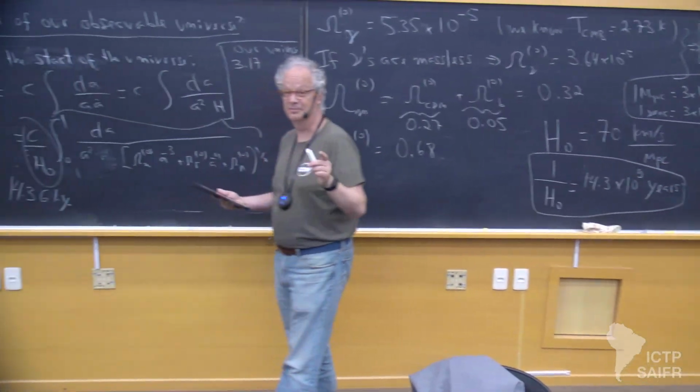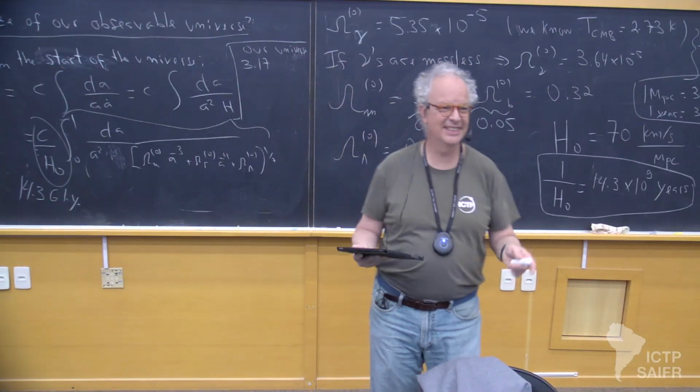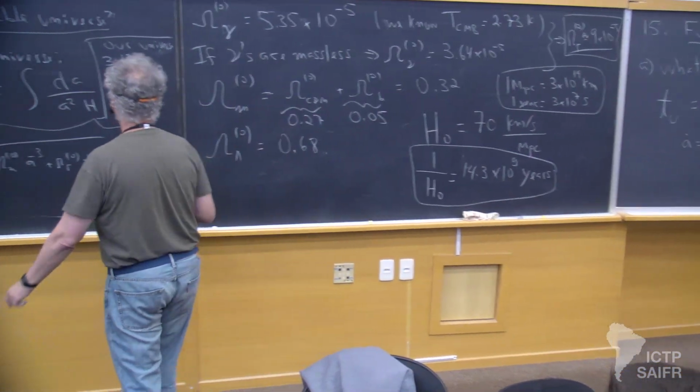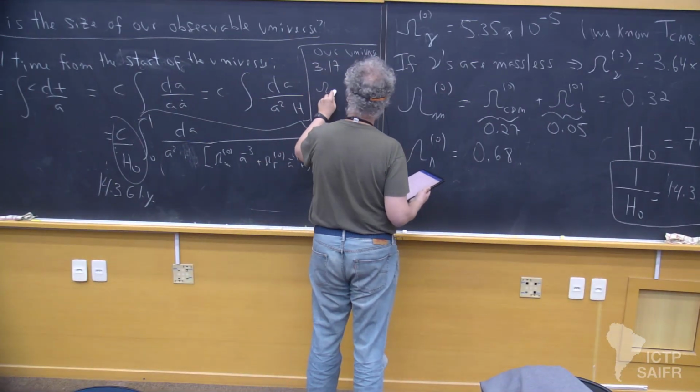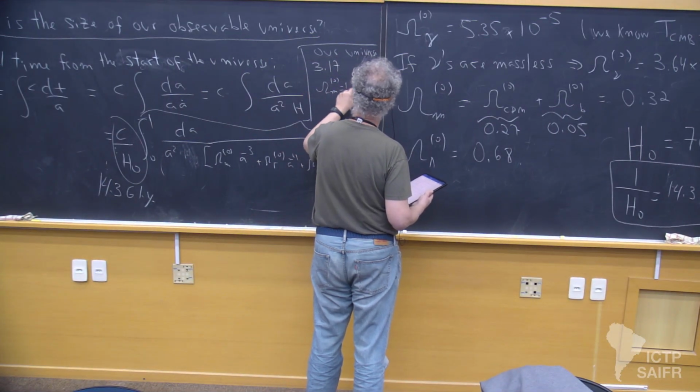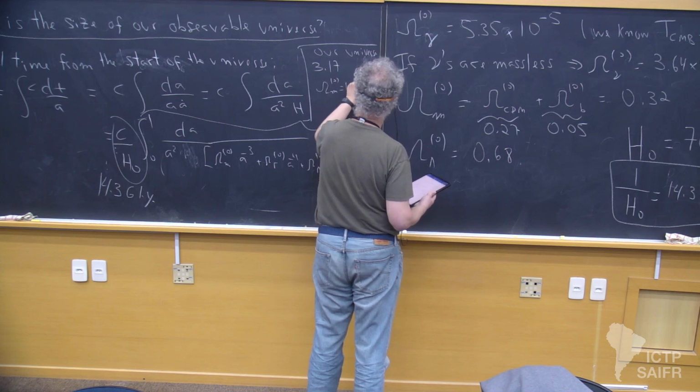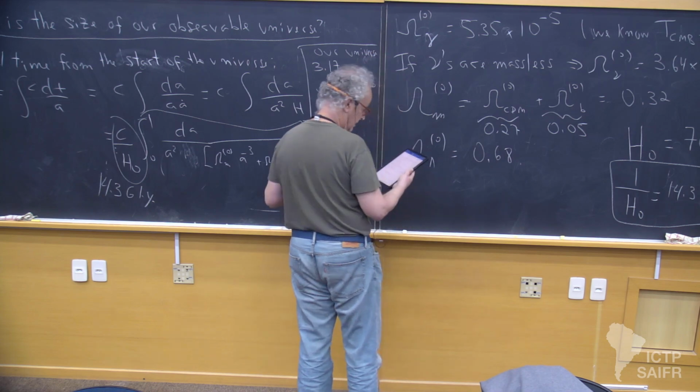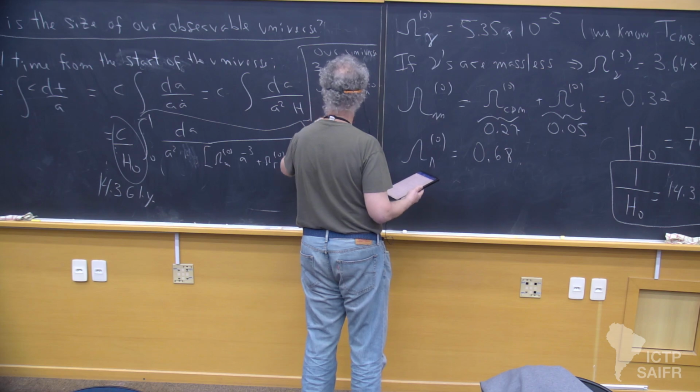Again, it's order 1 factors, but you know, 3. And if you use an Einstein de Sitter model, I get basically 2, a factor 2.